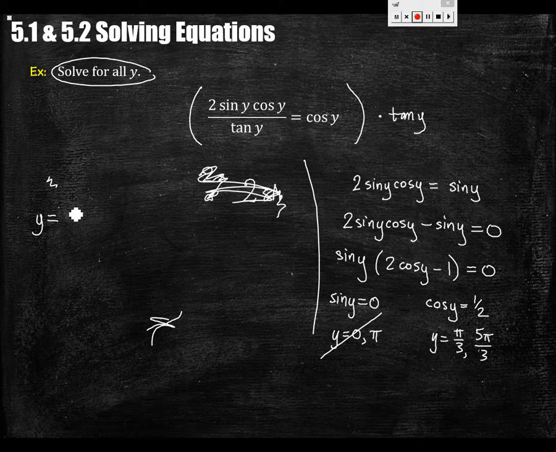Let's start naming the other ones. What's another solution that we didn't list? 7 pi over 3. Yes? Let's go terminal with this. Pi over 3.